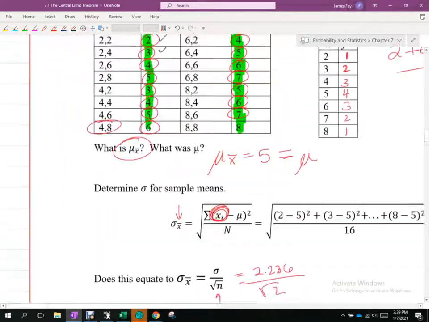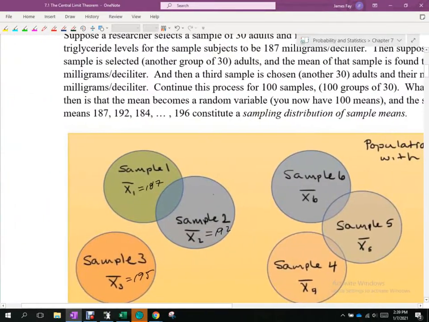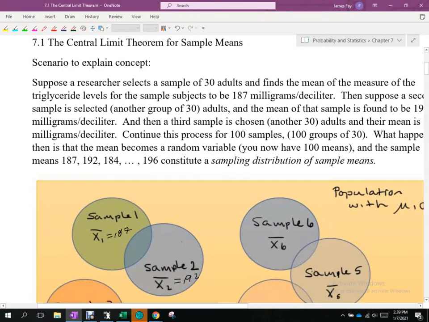So for this population up here, we have no idea about the population of adults and the triglyceride levels, whether that's going to be normal or not. Could be normal, could be hypergeometric, could be exponential, could be Poisson, don't know. It could be just a nasty looking distribution that maybe looks something like that. We just don't know. But if I use samples of size 30, I'm guaranteed that when I find the distribution of the sample means, my sample means will be normal. Does that make sense? So we have to have 30.